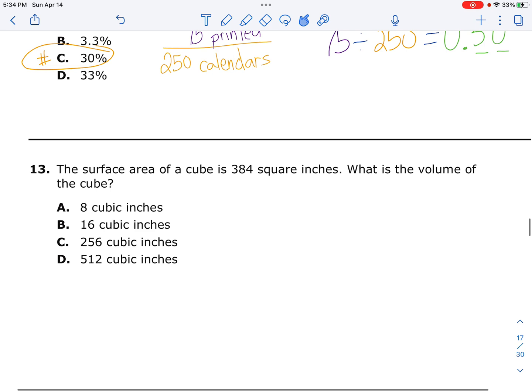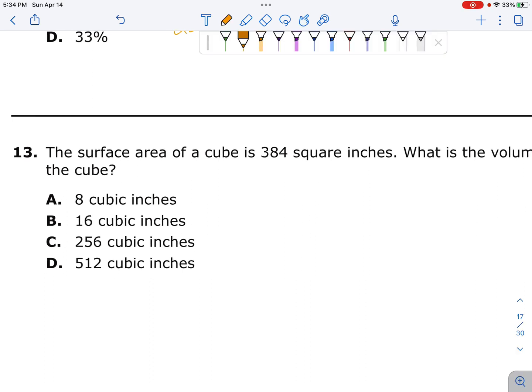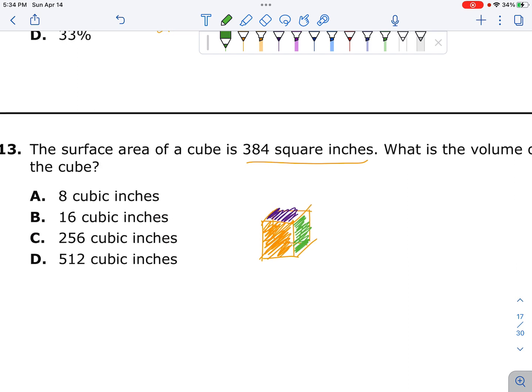We didn't talk about surface area at all. Right? This is pretty tricky. The surface area of a cube is 384 square inches. And if you know about cubes, it's a square on every side. So what you really need to know, right, here's my front side, is how many sides are on the cube. So there's a top side, there's a front side, there's a right side, there's a bottom. There are 6 sides on a cube. Think about a dice, there are 6 sides.